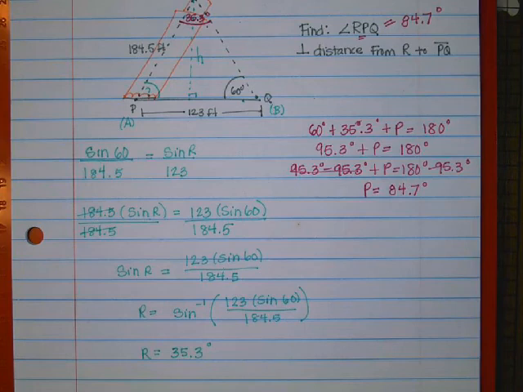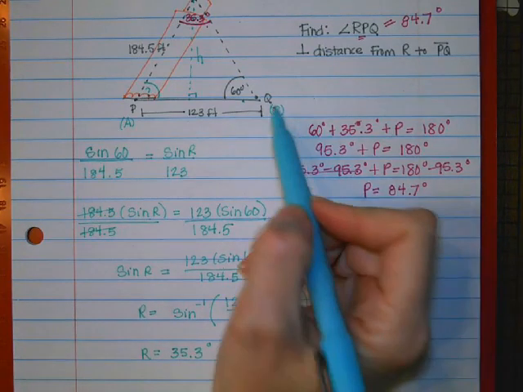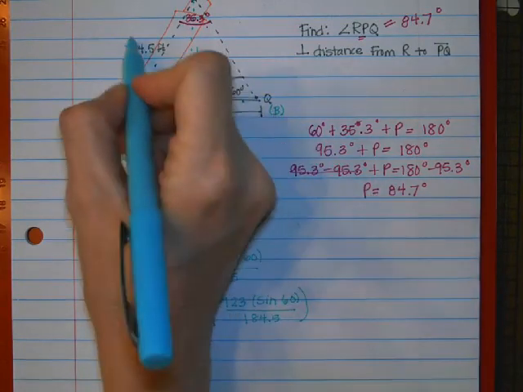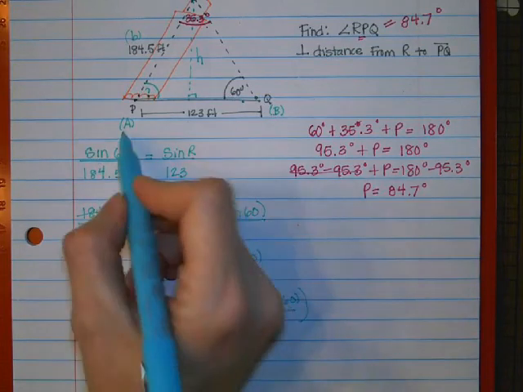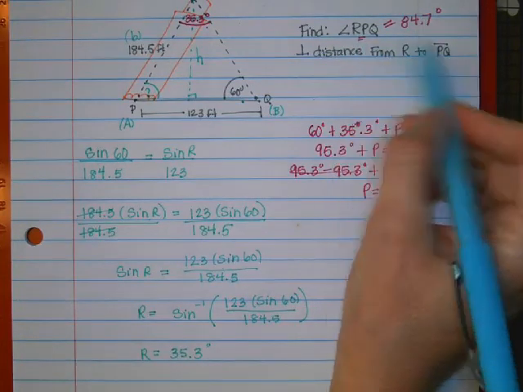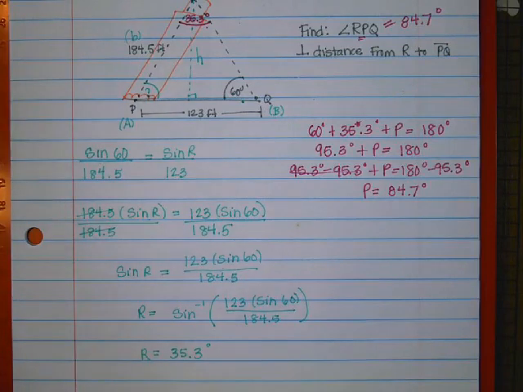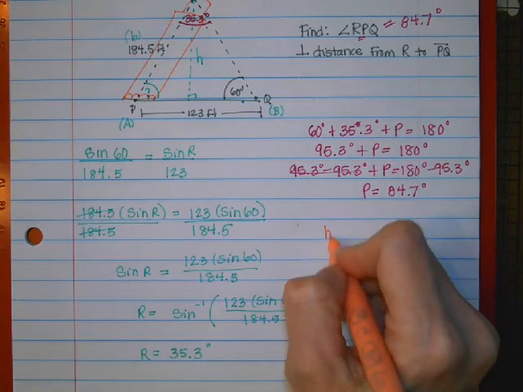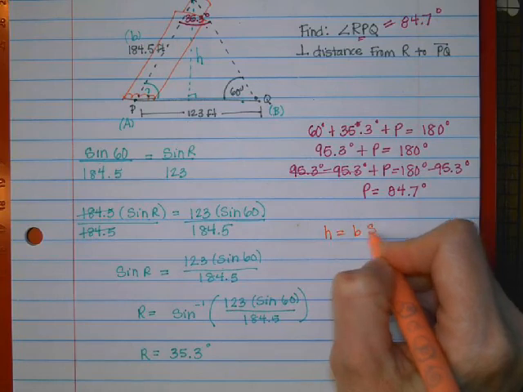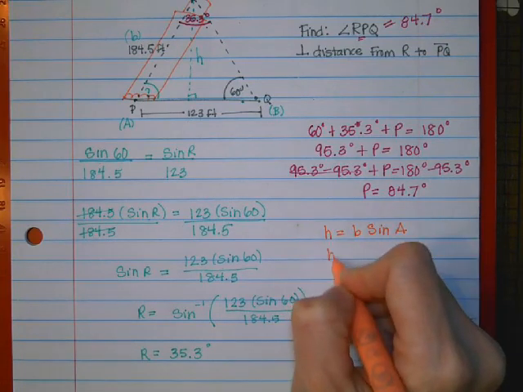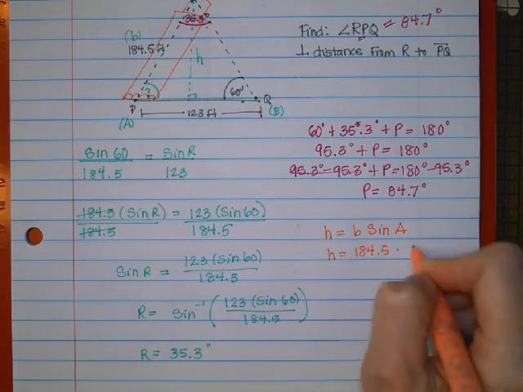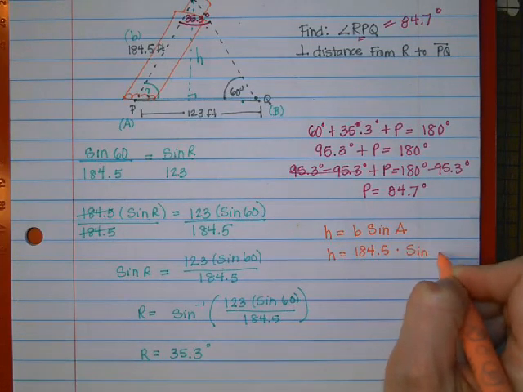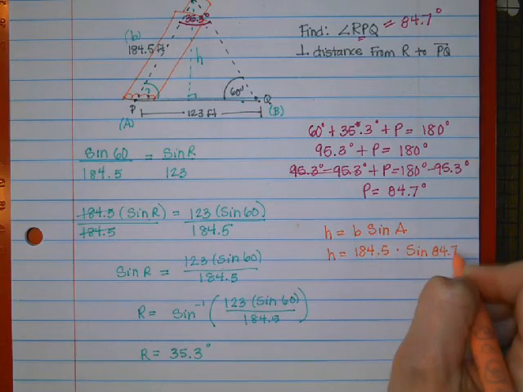So now we've got to find our height. So remember, opposite of big B is little b. So this means this distance right here is your little b. And we just found angle A, which is, remember, P is the same as A. So now we're going to use our rules that we've been doing. So remember, to find our height, it's little b times the sine of big A. Well, little b is 184.5 feet times the sine of A, which we just found to be 84.7 degrees.